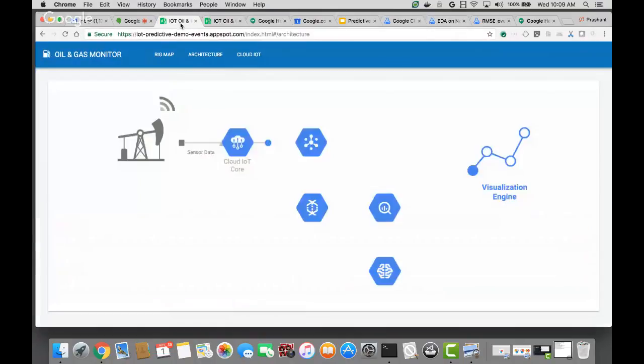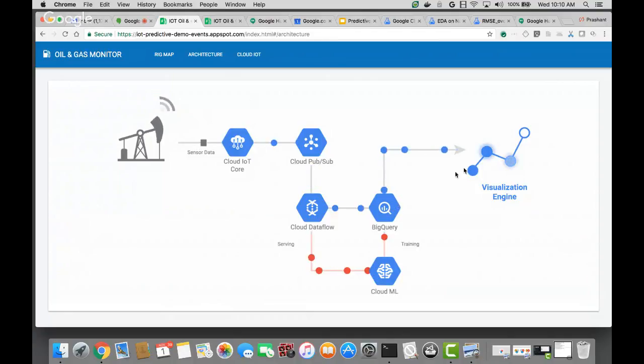So here is an architecture. So you have seen the demo. The architecture behind the scenes was: the sensor data from the oil rig is coming in. We use Cloud IoT Core to ingest the data. Cloud Pub/Sub is used for messaging. And then we have Cloud Dataflow to process the data. And BigQuery is used to store the data and build a big data solution. And we were using Google App Engine as a visualization engine. And this is a traditional IoT and big data solution.